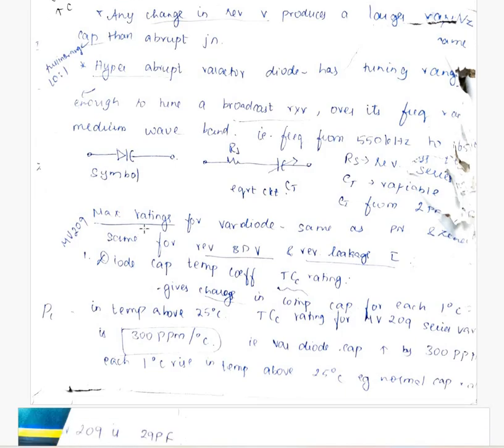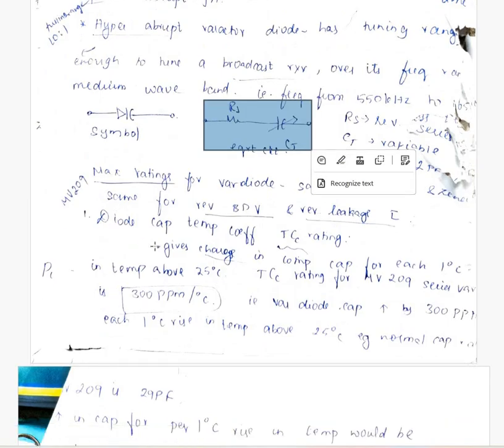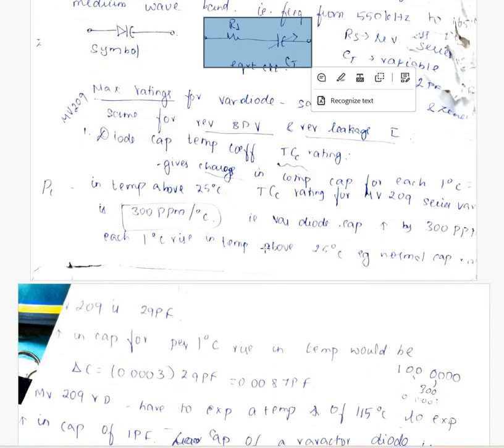We are going to see the maximum ratings for an example Varactor diode, the MV209. Before that, this is the symbol of the Varactor diode, and it is equivalent to a resistance RS in series with a capacitance CT. For the MV209 diode, the diode capacitance temperature coefficient TCC rating gives the change in the capacitance for every 1 degree Celsius rise in temperature.